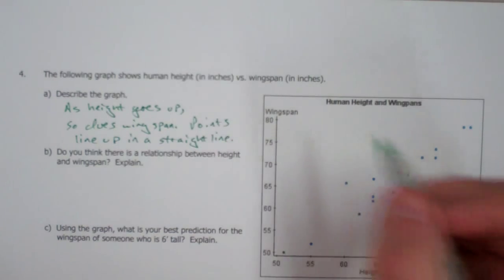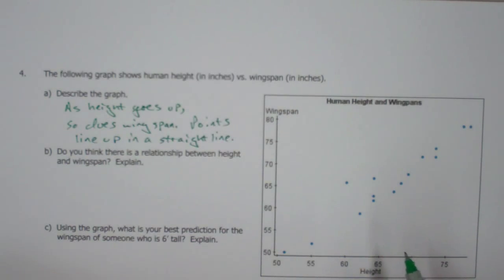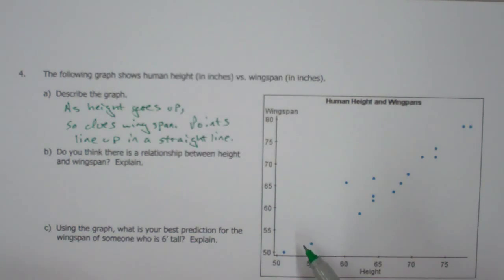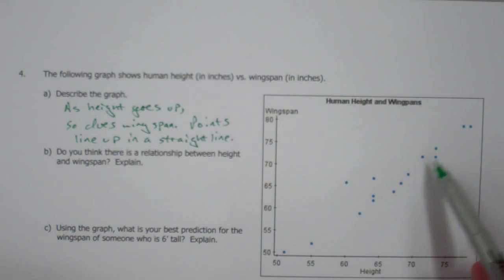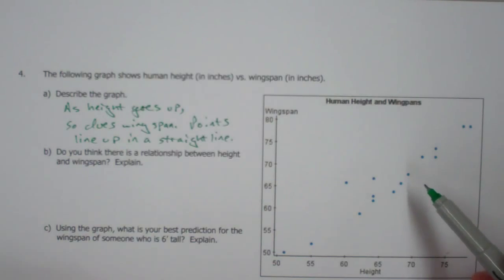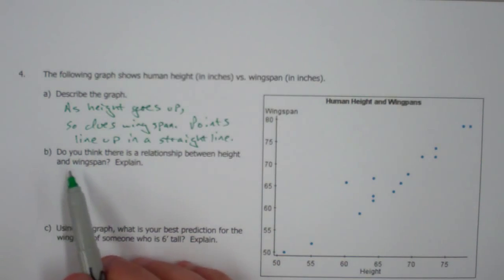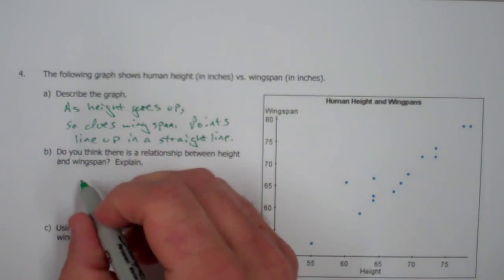Now, not exactly, right? We're human beings, we have different heights and different wingspans, and they're not going to be a straight line. If we were robots, maybe. But there's some variation in human beings. That's okay. And so they don't all line up on a straight line. Some people might be a little taller, but their wingspan might be a little less. And some people, conversely, might be a little shorter, but have a larger wingspan. And that's all right. Do you think there is a relationship between height and wingspan?